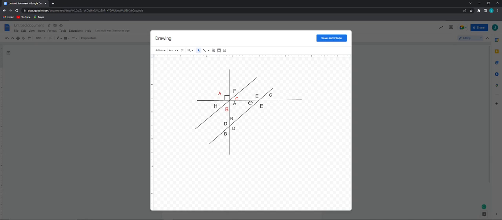So next up is adjacent, and that's when they share a common line. So C right here is adjacent to E right here because they share this line here, but there's an intersection between them.